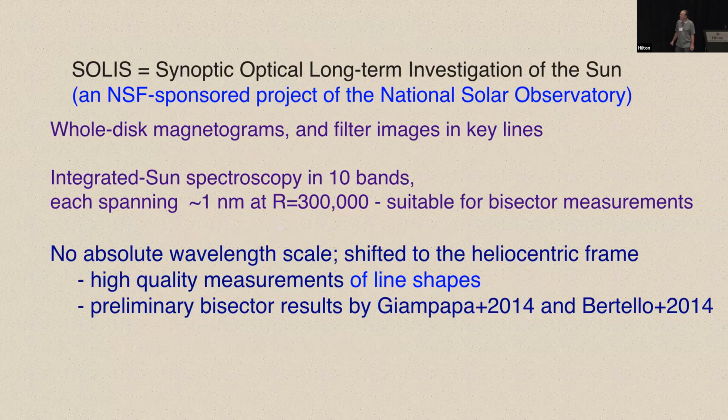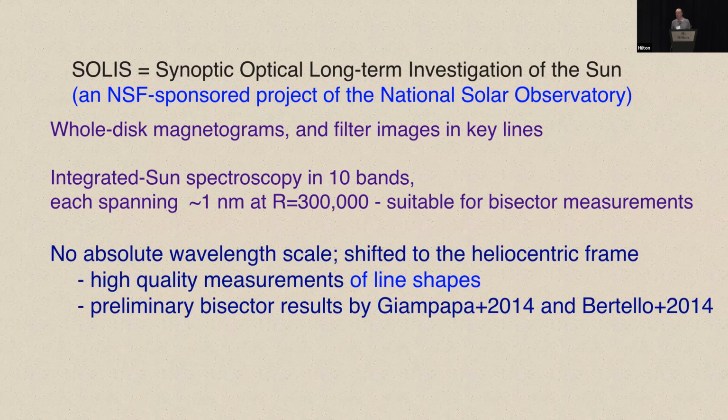And the data that I'm going to use for that is SOLIS. SOLIS stands for the Synoptic Optical Long-term Investigations of the Sun. It's sponsored by the National Science Foundation, and it's run by the National Solar Observatory. SOLIS obtains whole disk magnetograms and images in certain key lines. And they also do integrated sun spectroscopy in about 10 wavelength bands. Each wavelength band spans about a nanometer at a spectral resolving power of about 300,000, which is very suitable for line bisector measurements. The downside of SOLIS is there's no absolute wavelength scale.